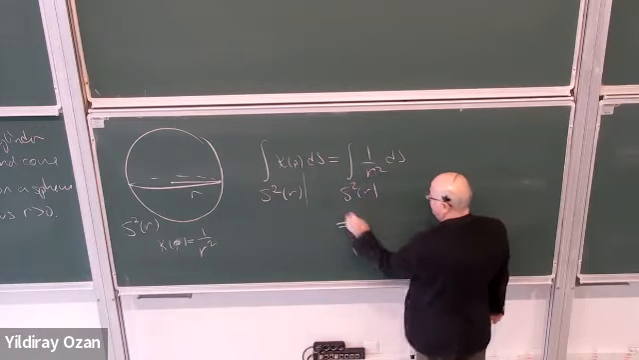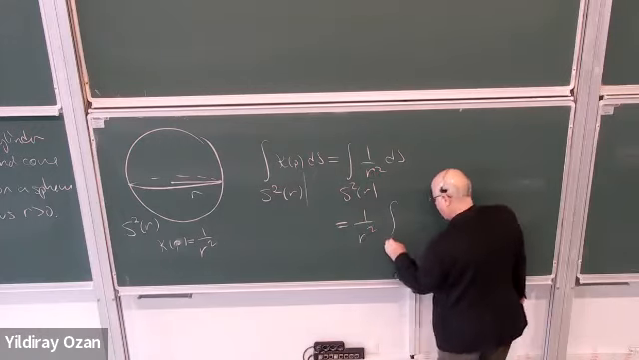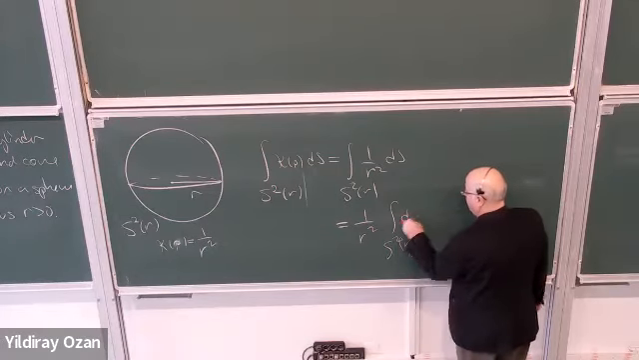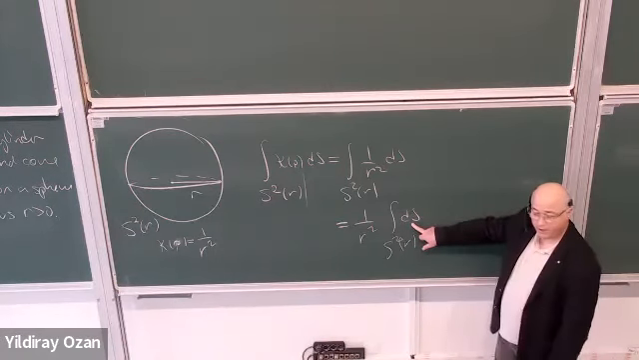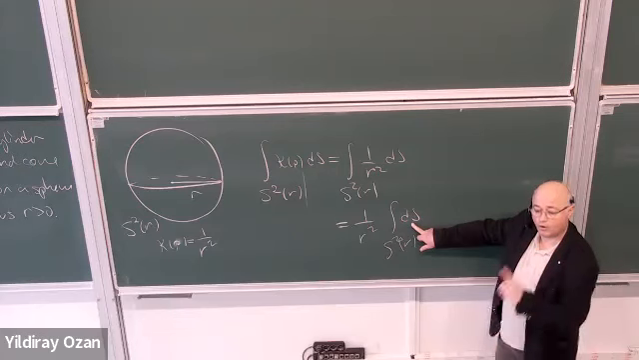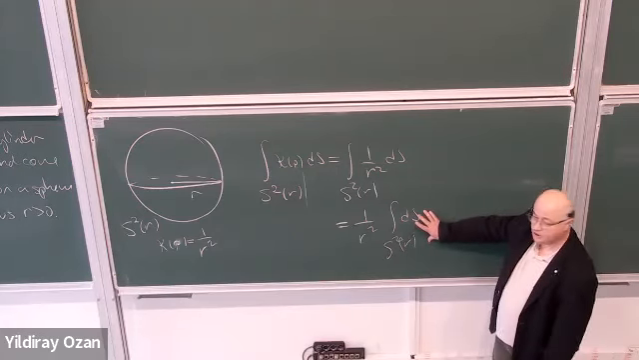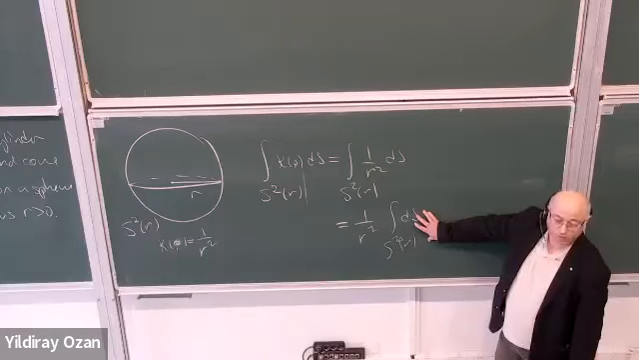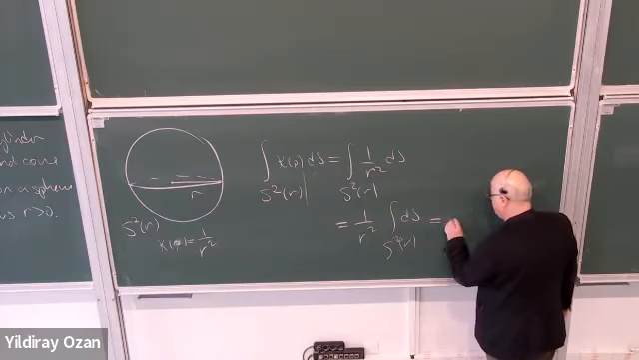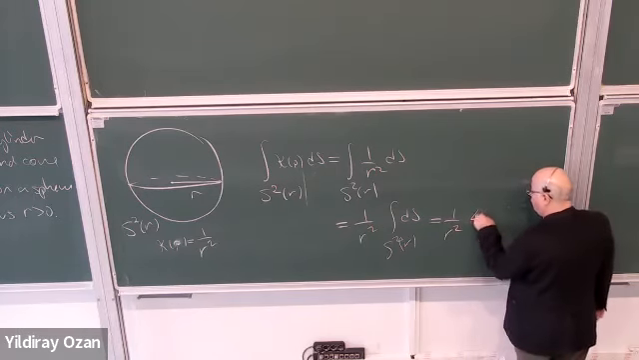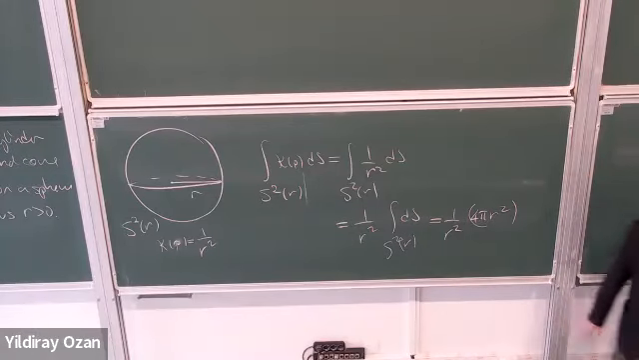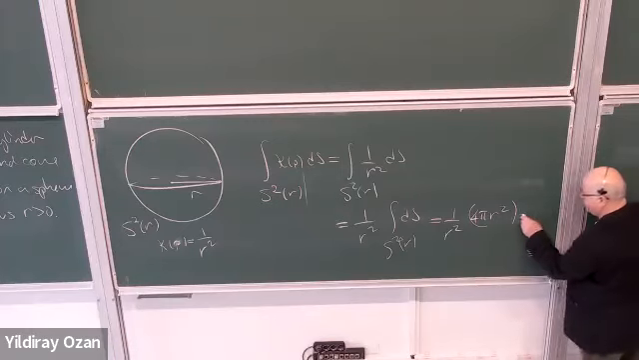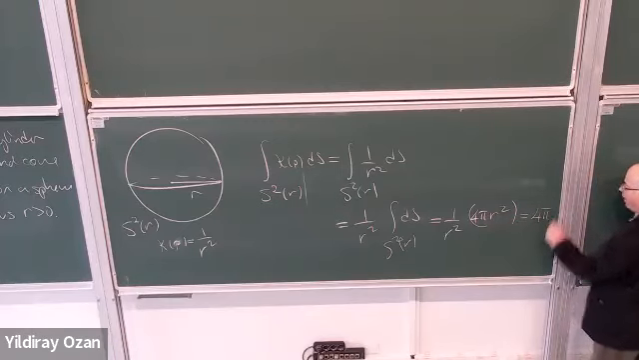Since this is constant, I can take it outside the integral. And here we have the area element integrated over the surface. This is just the surface area of the sphere, so it is just 4 pi r squared. Okay, this integral, and the result is of course just 4 pi.